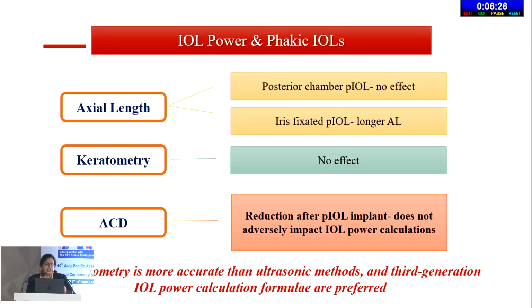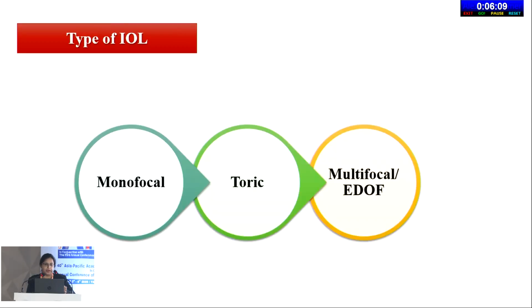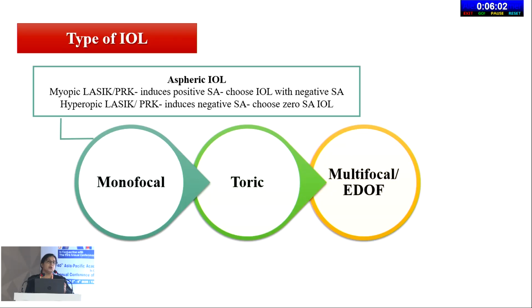Coming to phakic IOLs, they do not really affect the IOL power calculation so much. There is a slight reduction in the ACD after phakic IOL implant, but it does not adversely impact the power calculation. Optical biometry is of course preferred over ultrasonic methods, and use the newer generation IOL power calculation formulae. Now coming to the type of IOL: monofocal, toric or multifocal EDOF. These patients, you have to understand, who underwent refractive surgery in the first place have very high expectations. They wanted spectacles off when they were 20. They expect the same when you're doing a cataract surgery.